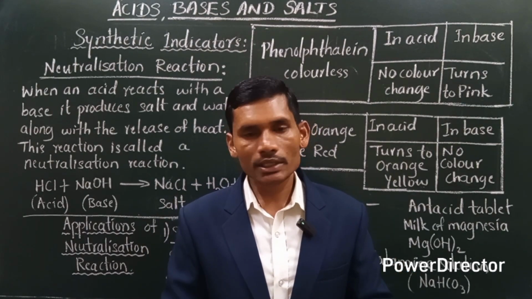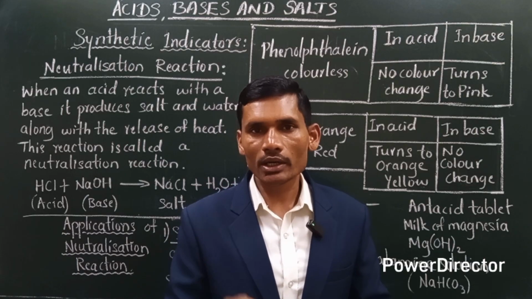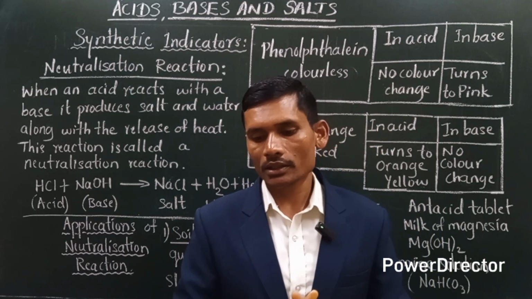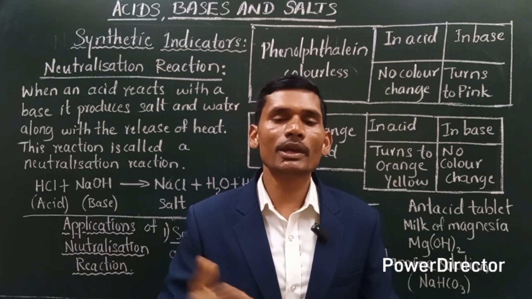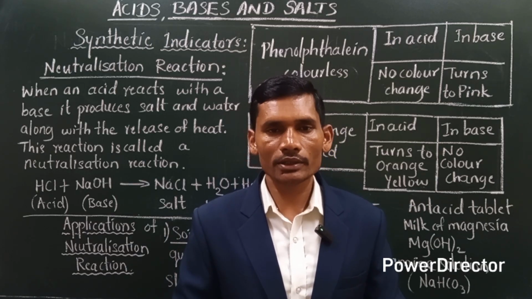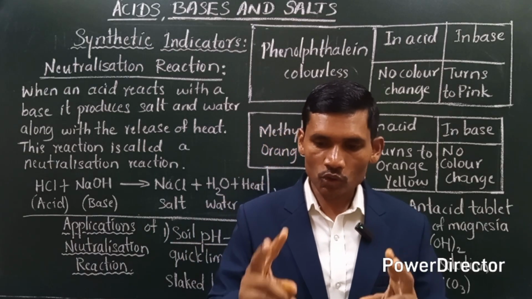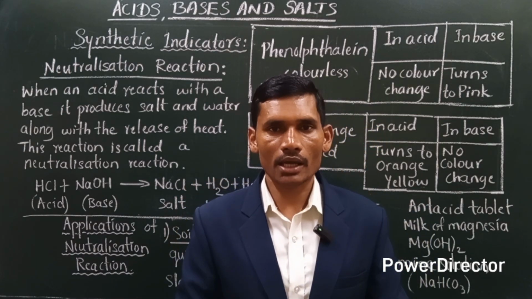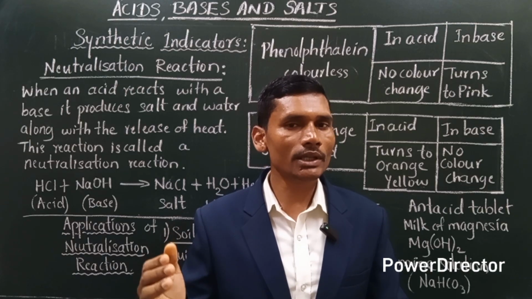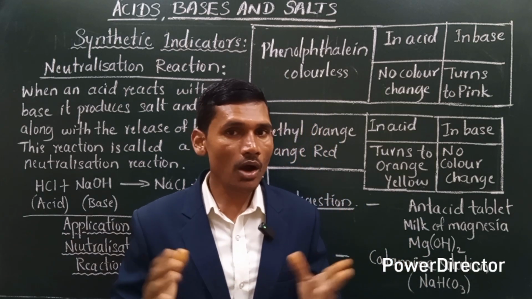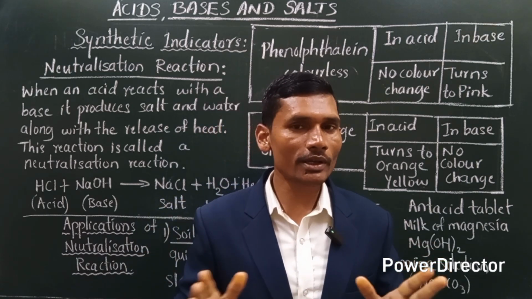In today's video, we are going ahead with one type of natural indicator, that is turmeric, and how it behaves in presence of acids and bases. Next we are going ahead with two more indicators, which are synthetic, that is artificial ones, phenolphthalein and methyl orange. In presence of acids and bases, how they change their colors is very interesting.